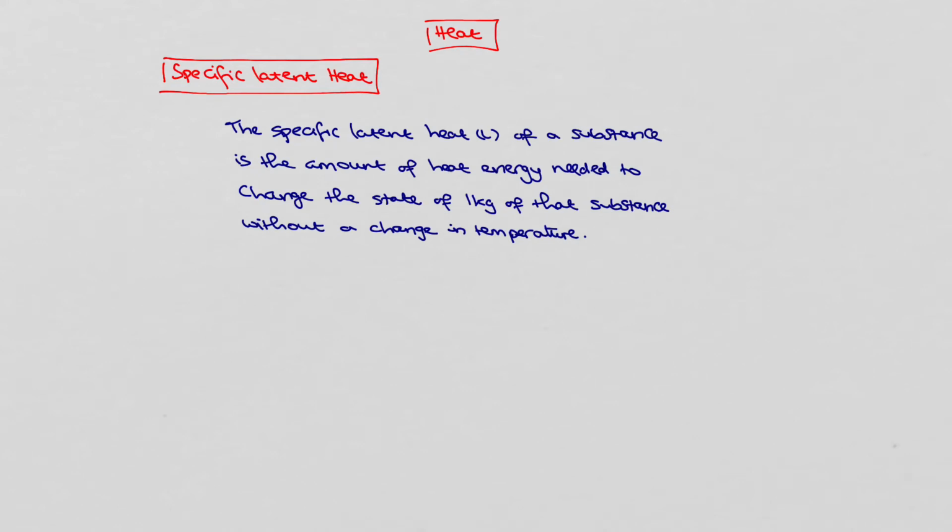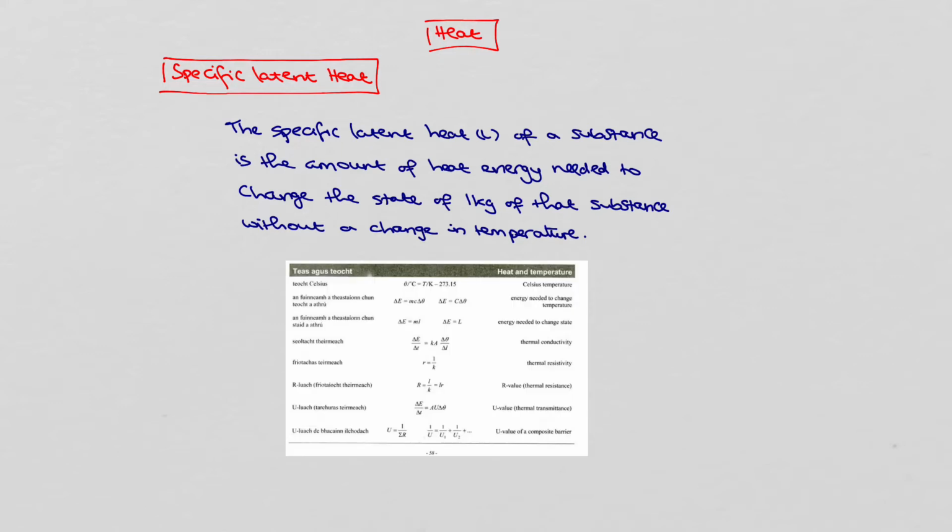Specific latent heat is the amount of heat energy needed to change 1 kilogram of that substance without a change in temperature. If we look on page 58 in our tables, we can see here the energy needed to change state. So we have latent heat versus specific latent heat. When we're talking about specific latent heat, we're talking about being specific to its mass itself.